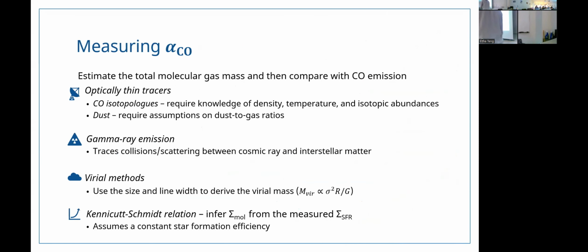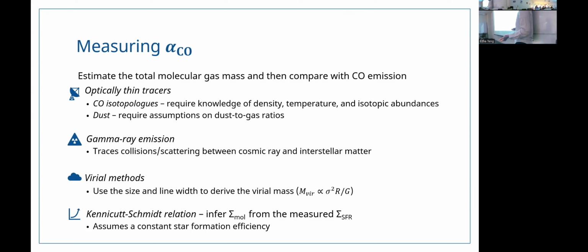So there are a few ways to measure alpha CO, and their basic idea is actually similar: we can estimate the total molecular gas mass using different methods, and then we compare with the observed CO emission. For example, we can estimate the total molecular gas mass using optically thin tracers like CO isotopologs, dust, or even the gamma ray emission.